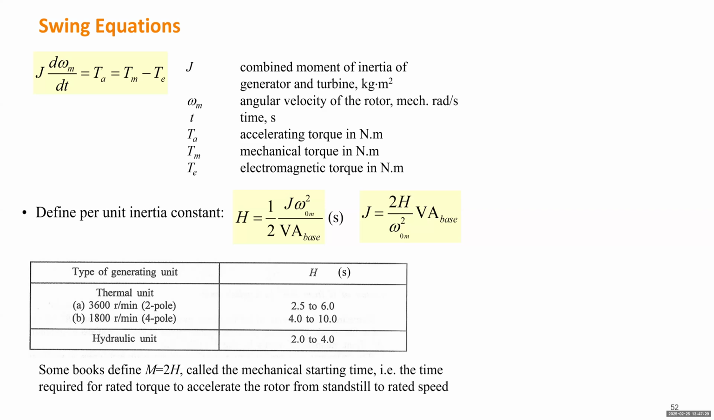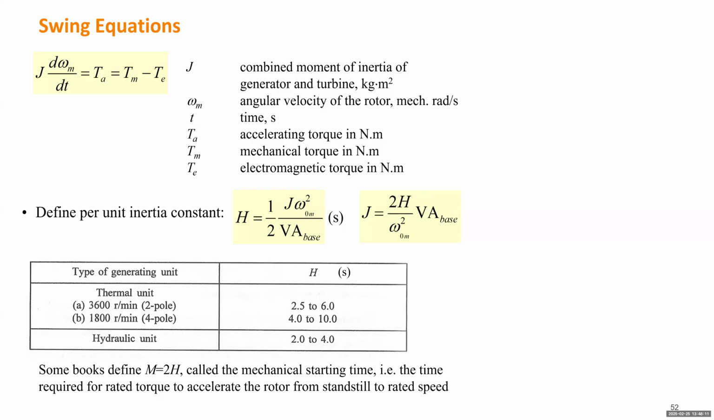In some textbooks, they also define another inertia constant, which is equal to 2H. The physical meaning of 2H can be better explained compared to the inertia constant, because this 2H is called the mechanical starting time. It means if the generator starts from an off condition and you are able to inject a rated torque to speed it up from 0 speed to the synchronous speed, that is how much time it will take.